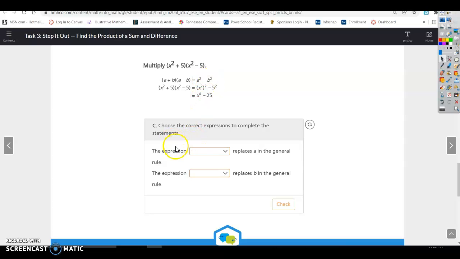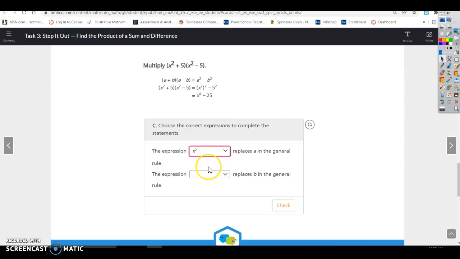Choose the correct expressions to complete this statement. The expression x squared replaces a in general. You can see here, a is the general form, x squared takes its place, and the expression 5 replaces b in the general form. So 5 is in place of b in the general form.